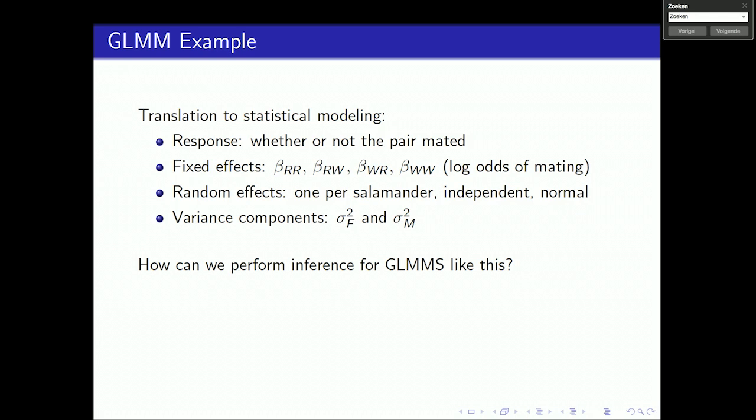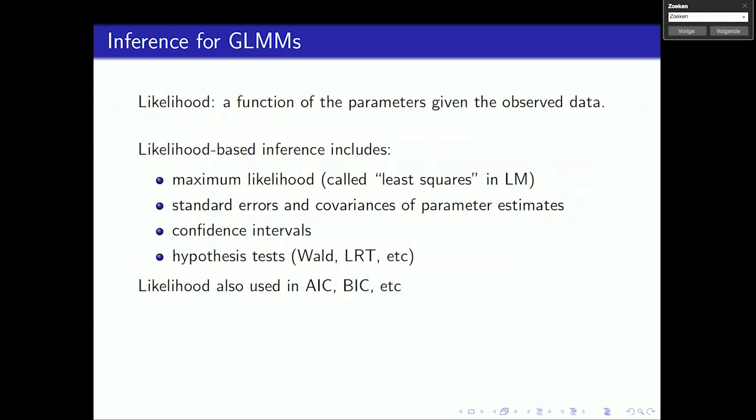But how would we actually create this model in R? How would we actually do some of this statistical inference? If you have a statistics background, then you know oftentimes people like to do likelihood-based inference. First of all, if you don't know what the likelihood is, the likelihood is just a function of the parameters given the observed data. So when we do likelihood-based inference, that includes a whole bunch of things, including maximum likelihood.